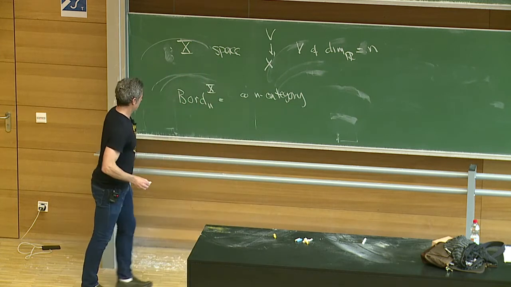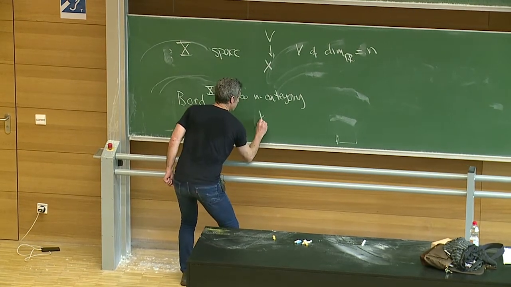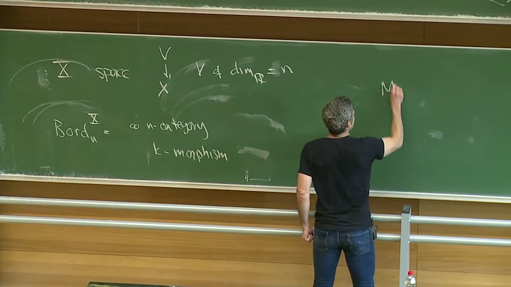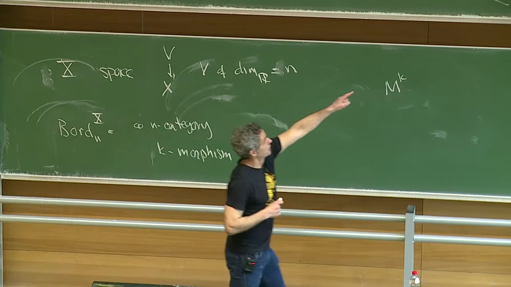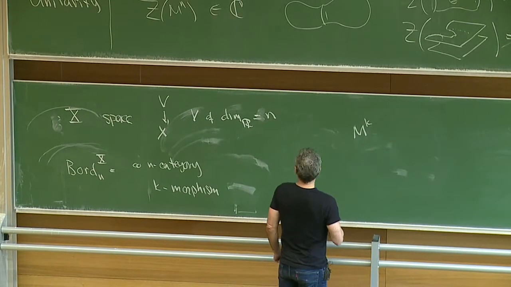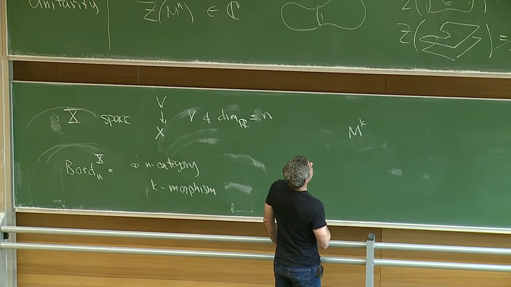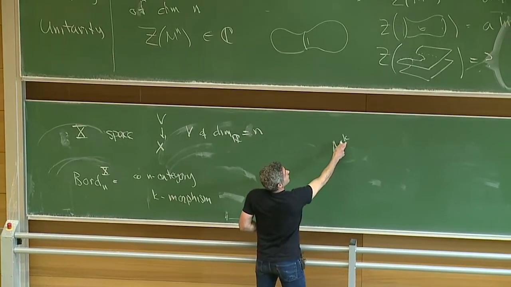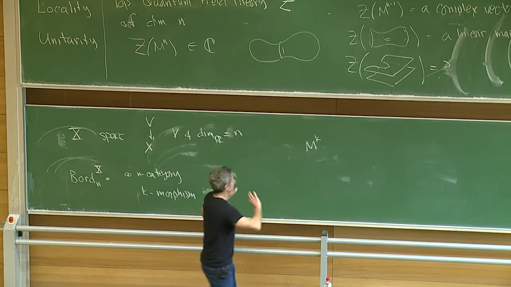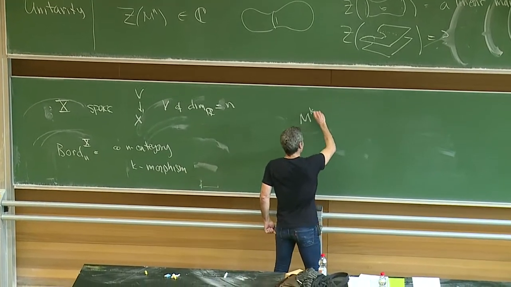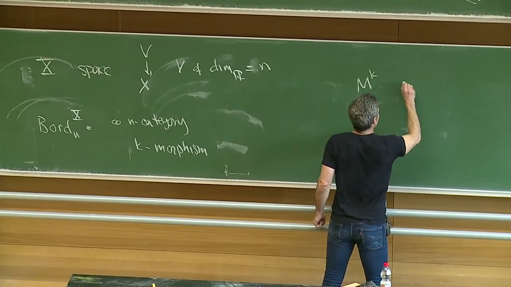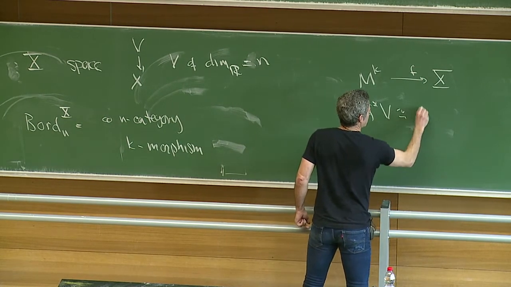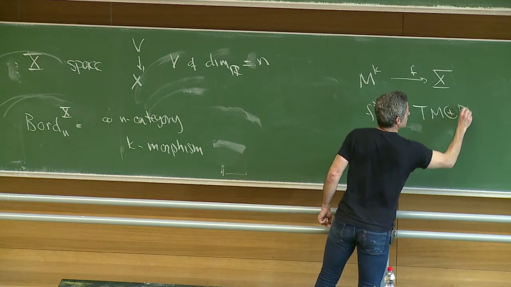whose k-morphisms are a manifold M of dimension k, but that's a manifold with corners like this. It's going to be more convenient to have this index be the codimension later on, but we'll just go with this. So a k-morphism is a manifold of dimension k with corners equipped with a map to X and an isomorphism of the pullback of V with the tangent bundle of M bumped up to have dimension n.